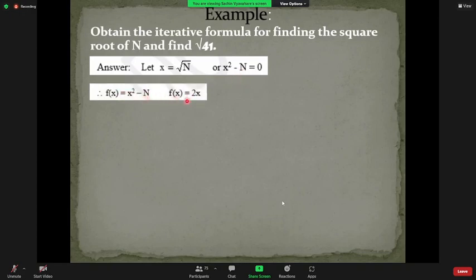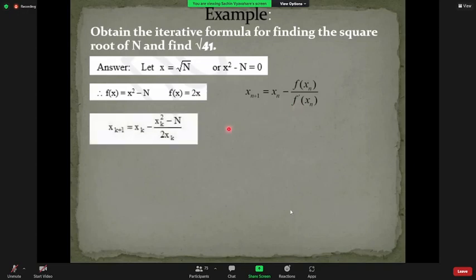So f dash x is 2x. Now we have that formula, x(n+1) equals xn minus f of xn upon f dash of xn. So by the Newton-Raphson method, x(n+1) is xn minus f of xn upon f dash of xn. Now we have to first write a general formula, because the question is: obtain the iteration formula first, and then use that iteration formula to get a root of 41. So xn will stay as it is. What is f of xn? Anyone? xn square minus capital N, is it? f of xn, because we replace x by xn everywhere. So f of xn is xn square minus capital N, and f dash of xn is 2xn. If you replace these values, you will get this.